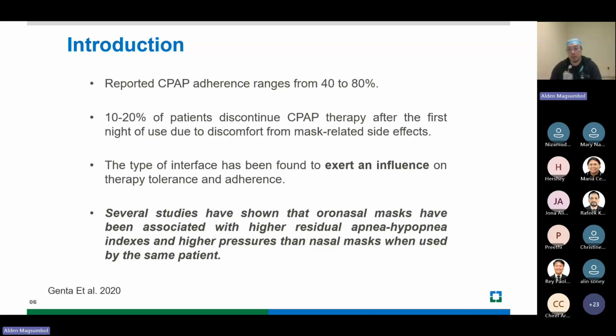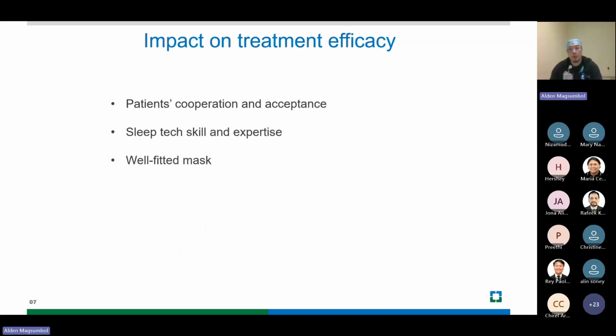Several studies have shown that oronasal masks have been associated with higher residual apnea-hypopnea indexes and higher pressures than nasal masks when used by the same patient. This was mentioned by Genta et al. in 2020. According to that study, the lack of patient acceptance and inadequate adherence remain a major cause for treatment failure. That said, patients' acceptance of PAP therapy depends largely on the selection of proper masks.